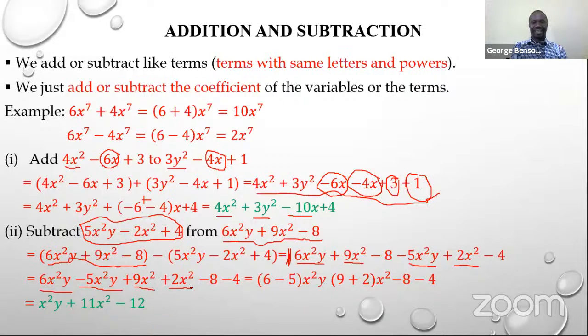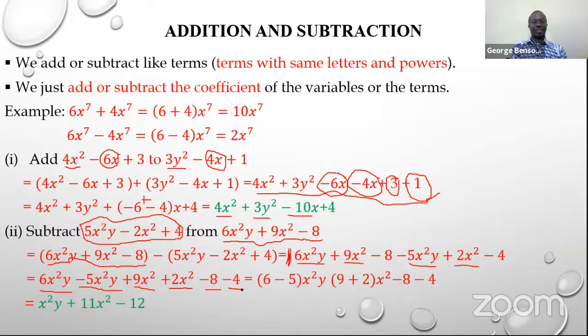Is that okay? Then what are the last set of like terms that we have? Minus 8, minus 4. Thank you. So we have minus 8 and minus 4 there. Is that okay? So we have them as the last entries, but not the least.